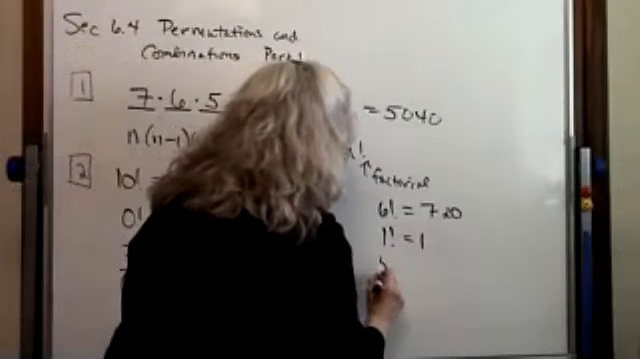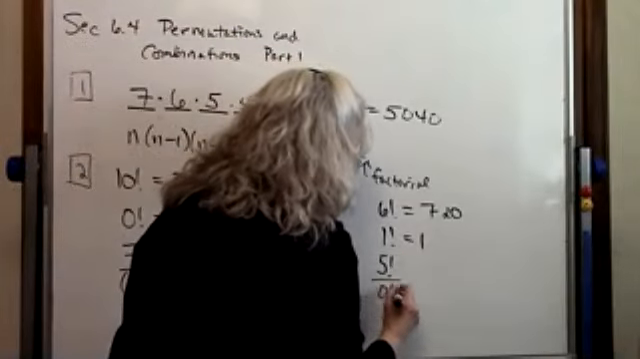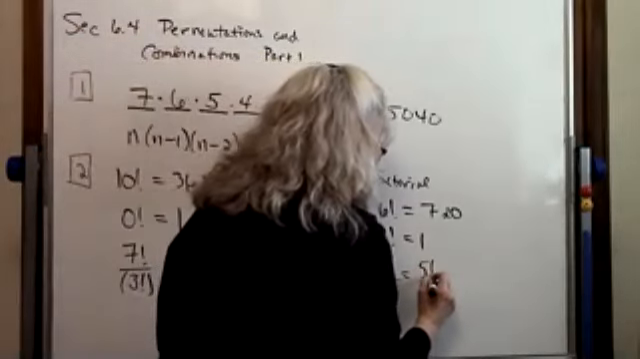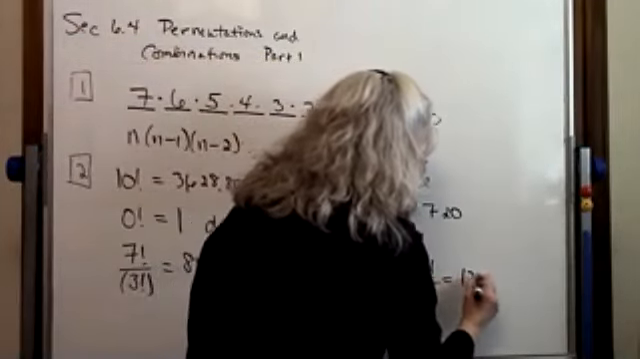And then finally, 5 factorial over 0 factorial. Well, that's 5 factorial divided by 1, because we defined that. And that comes out to be 120.